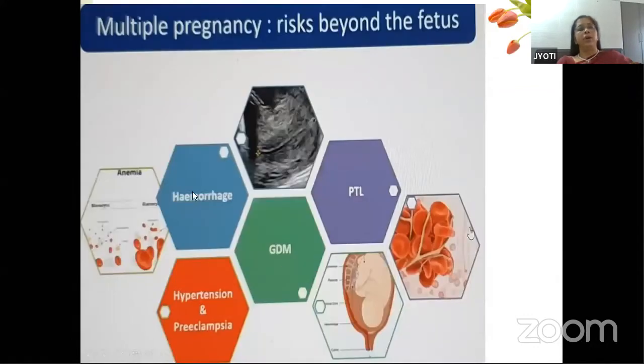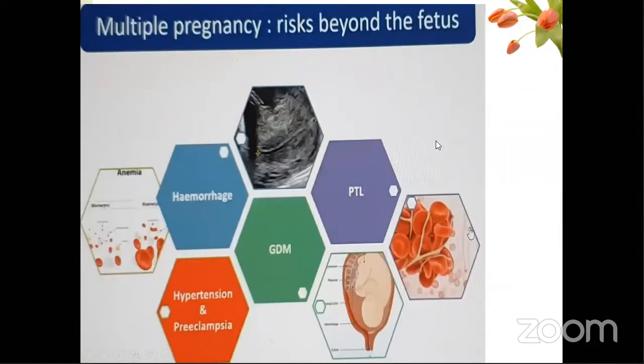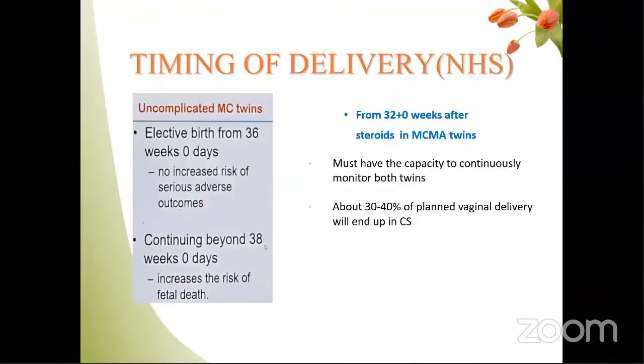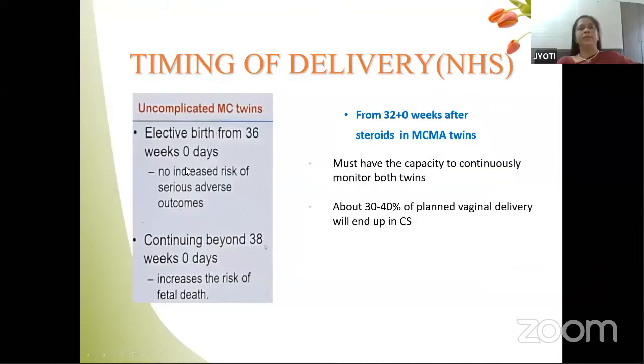Now, there are risks beyond the fetus like hemorrhage, GDM, hypertension, which are a separate topic, but we know that these problems do develop and we have to be on the lookout for these problems. When do we deliver? Elective birth from 36 weeks.